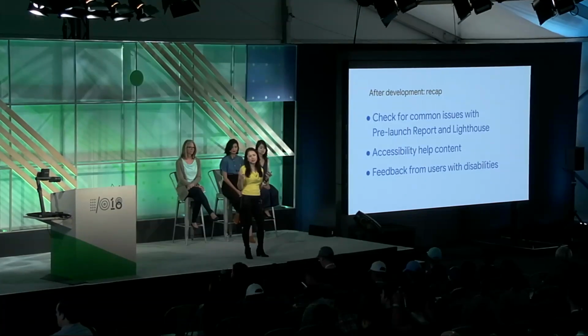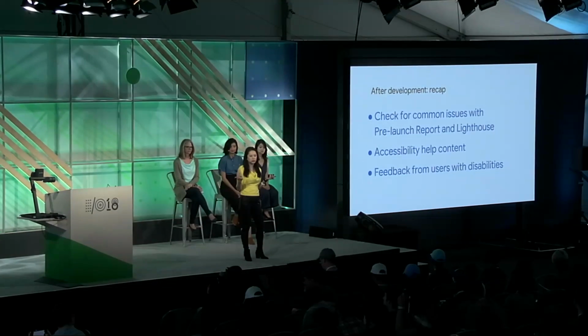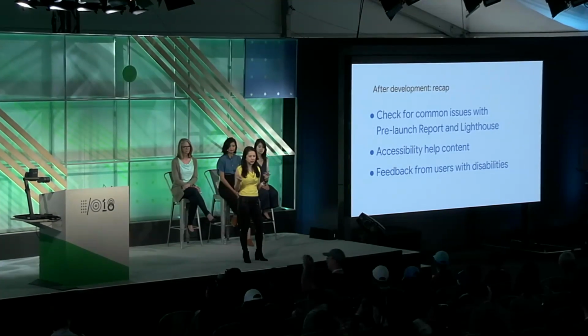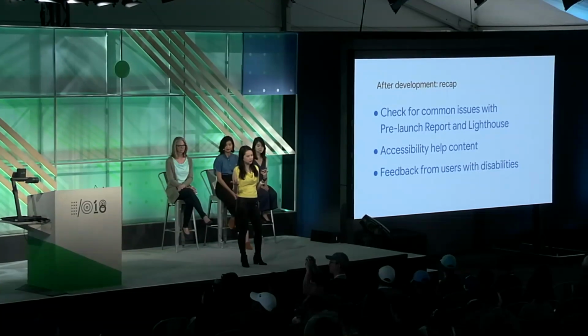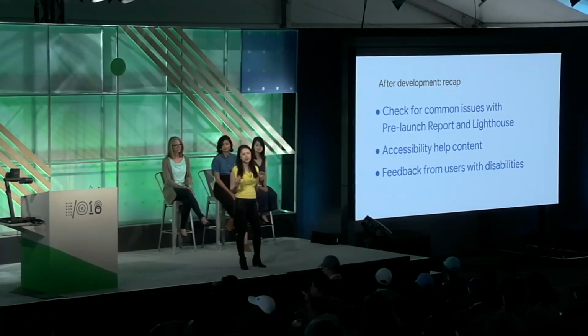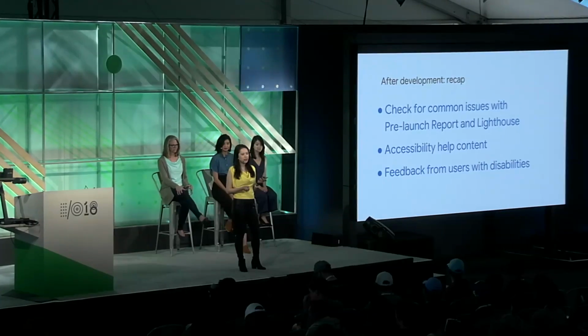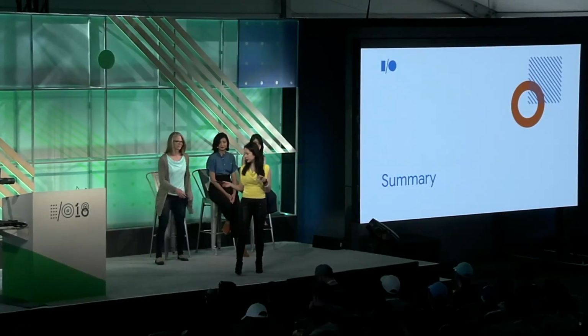Let's go over the main points. 1, check for common accessibility issues with Pre-Launch Report and Lighthouse and countless other tools out there. Make sure you have accessibility help content that's accessible, and get feedback from users with disabilities. And now, Jen will summarize all this for us.